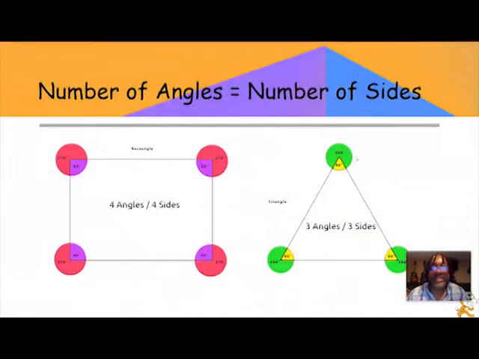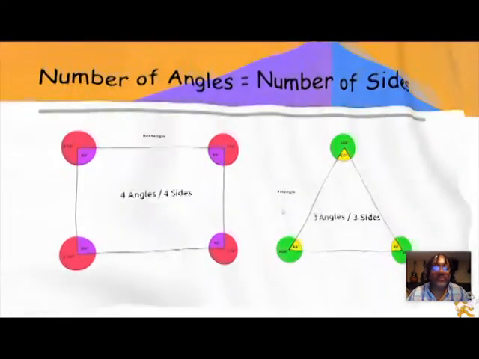Let's look at some things that shapes have in common. One thing that shapes have in common is that the number of angles equals the number of sides. So if I look at this rectangle, it has four sides, and the angles, for those of you who are not familiar with angles, are these corners. There are four corners or four angles. Same with the triangle: three sides, three corners, or three angles.